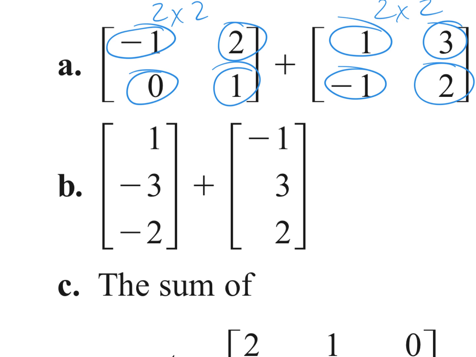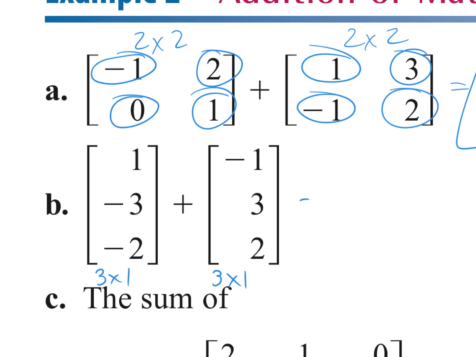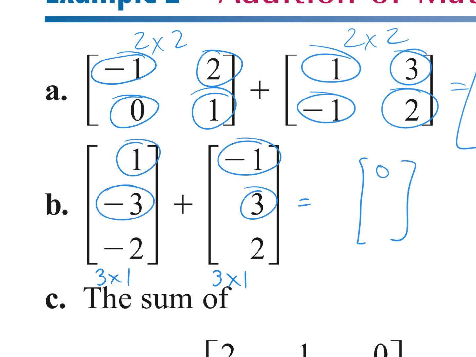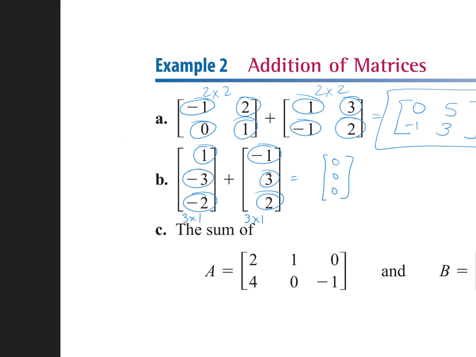That's it. So if you are adding or subtracting, the dimensions have to be the what? The same, okay? So this one, what's B? The first matrix in B is a 3 by 1. What's the second matrix? A 3 by 1. So can we add them? Yep. So 1 and -1 gives me 0. -3 and 3 gives me 0. -2 and 2 gives me 0. That's a special kind of matrix. We'll talk about it later, but it looks like a stoplight. But you're just adding and subtracting.